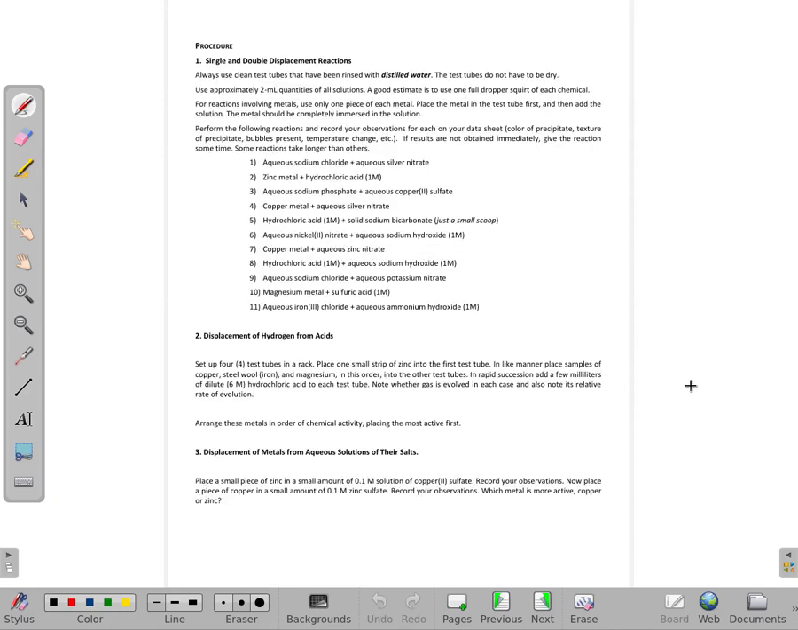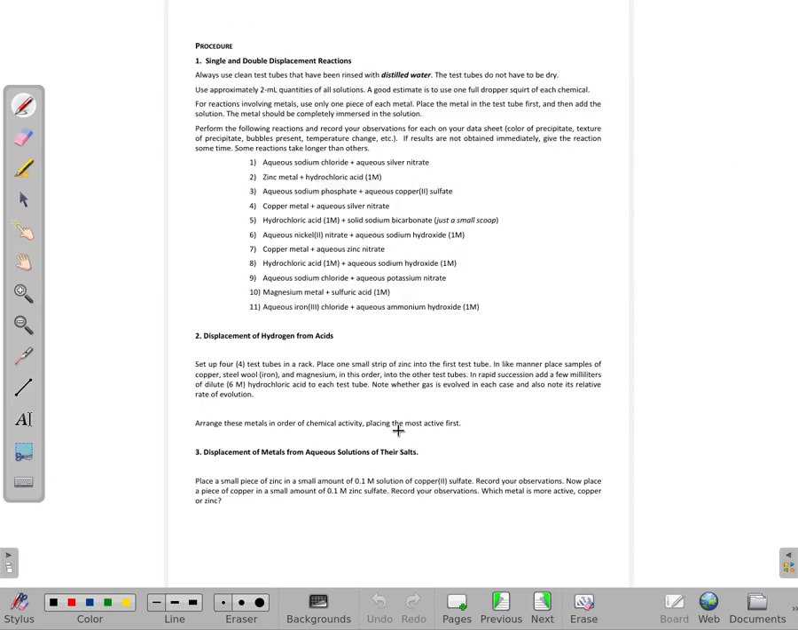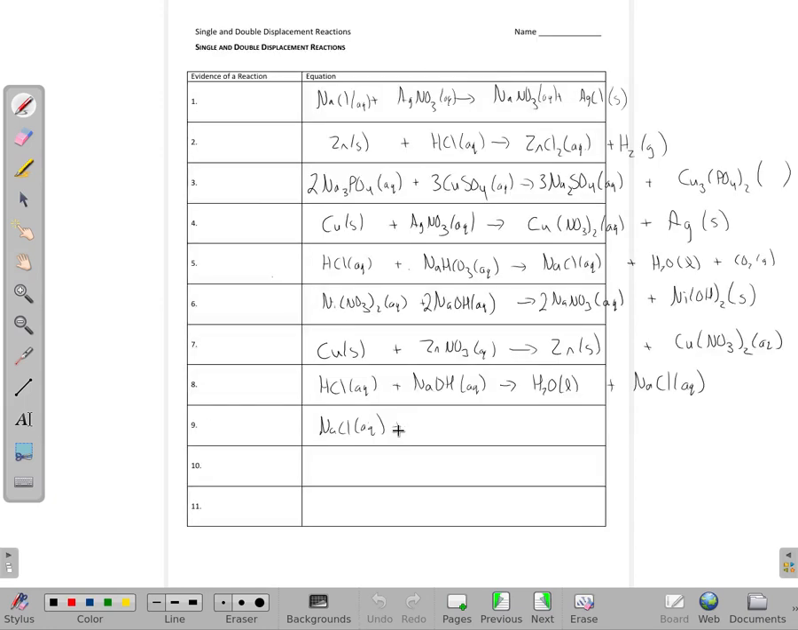All right, number 9, aqueous sodium chloride and aqueous potassium nitrate. Aqueous sodium chloride. And potassium nitrate, KNO3.